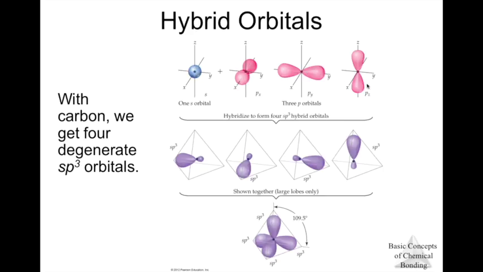1, 2, 3, 4. And the easy way to figure this out basically is to look at the Lewis dot diagram and see how many electron domains you have. If you have 4 electron domains, then you're going to have sp3 hybridization because you've got 4 things going on.